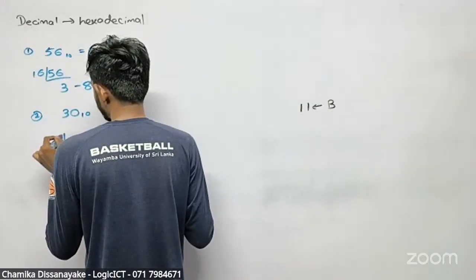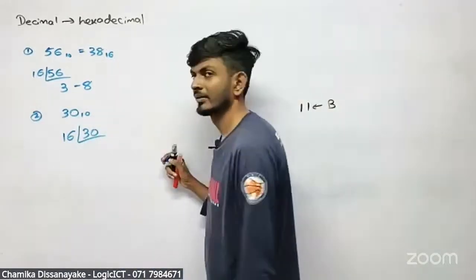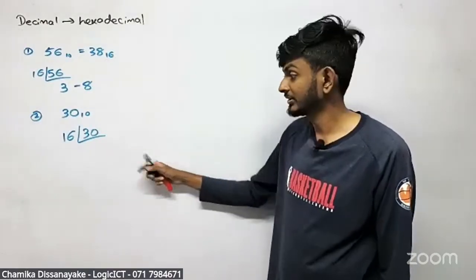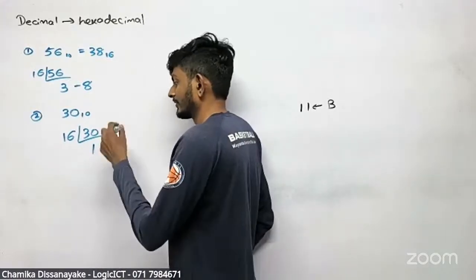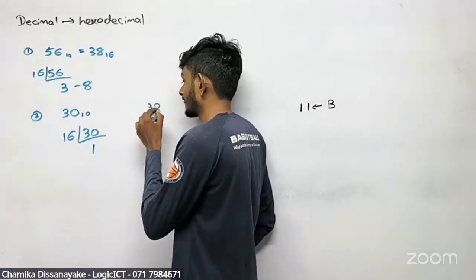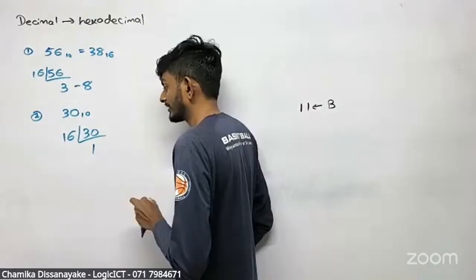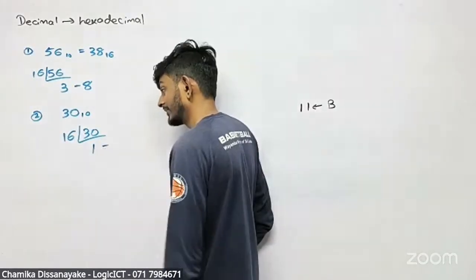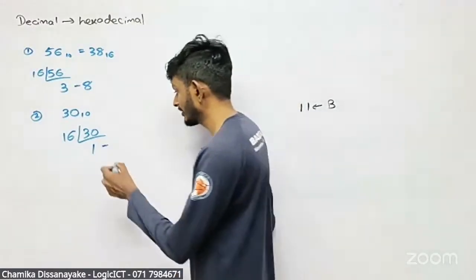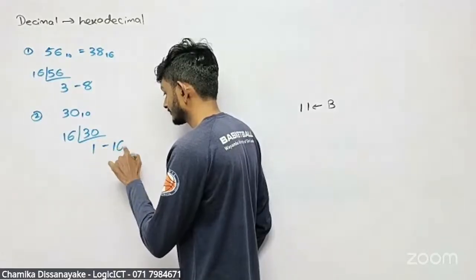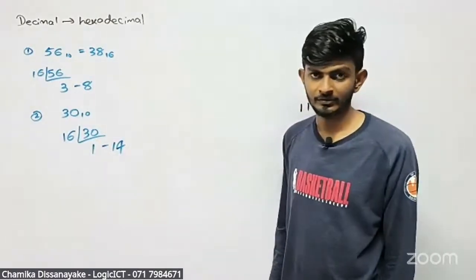When we divide 30 by 16, how many 16s in 30? We have only one. No? 2 16s mean 32. So for 30 we don't have 32. That means there is 1 16 and how many remainders? 14, no? 14 remainders. Okay. So then we have the 30.